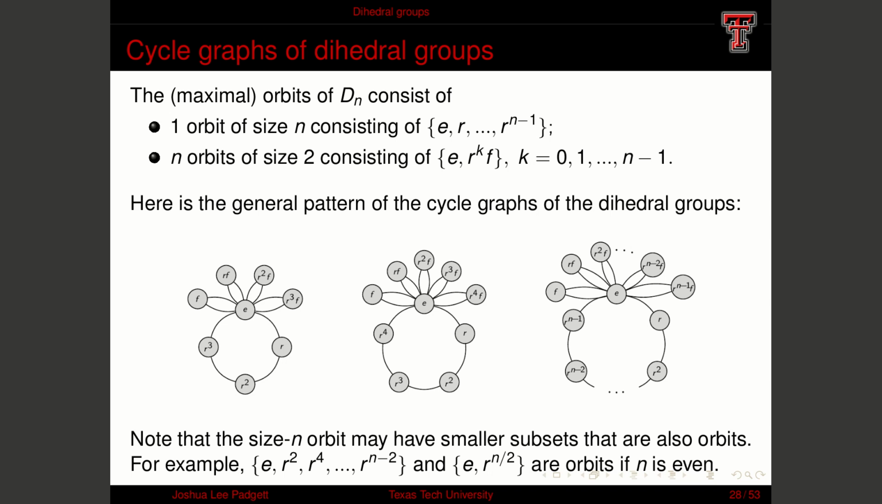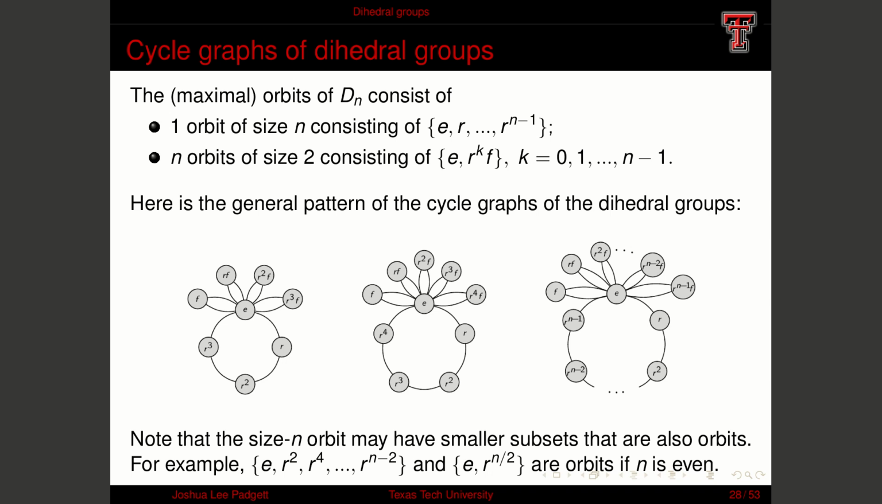Then, after that, each of the flips are only orbits of size 2. So this is one of the flip orbits, one of the flip orbits, and so on and so forth. So the dihedral groups actually have very nice cyclic diagrams. And it's actually the case that down here, there may be suborbits as well, right?